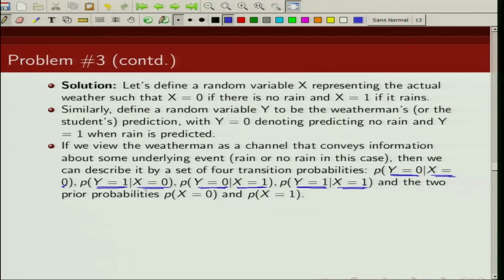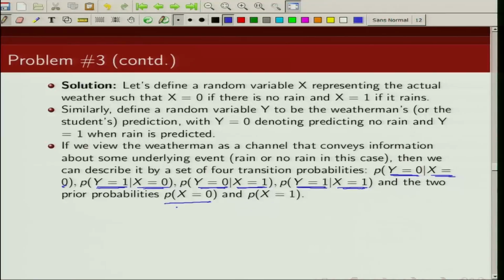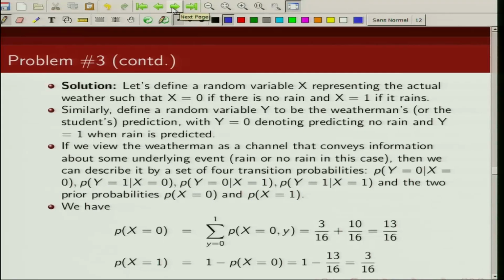So we can use these 4 transition probabilities to describe this weatherman's channel, and similarly we could also define a priori probability of having rain or no rain. So we can compute probability of x being 0, which is nothing but, if we sum this joint probability of x being 0 and y over all y's, that comes out to be 13 by 16. Similarly, probability of x being 1 comes out to be 3 by 16.